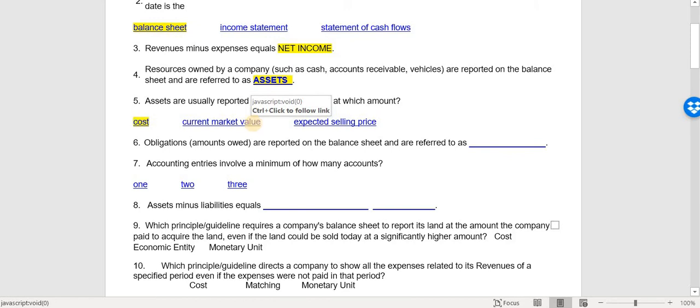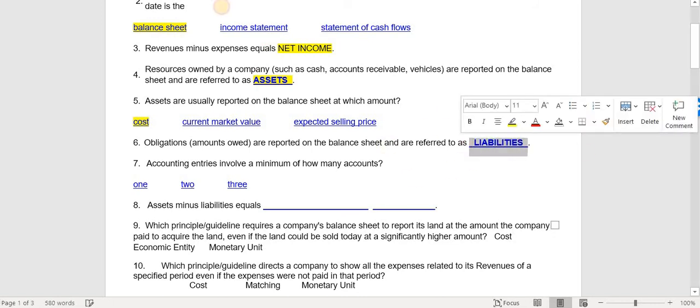Number 6, obligations, which are amounts owed, are reported on the balance sheet also and are referred to as liabilities. Liabilities, something we owe others.